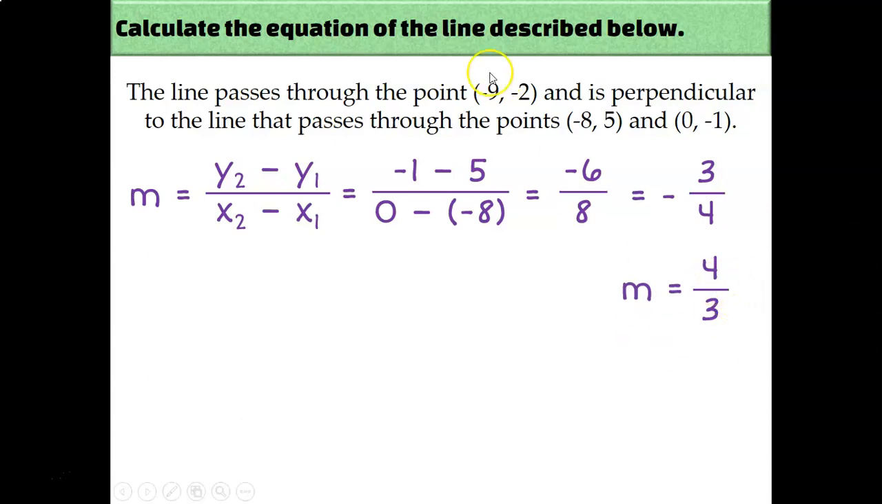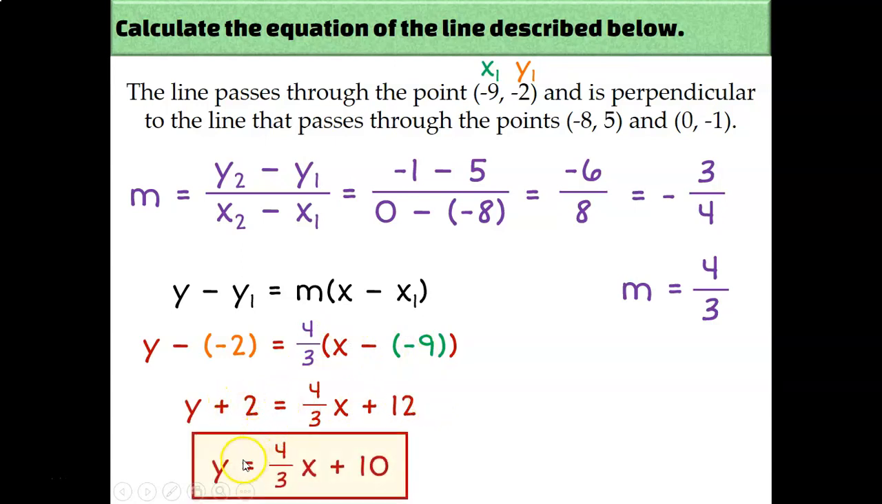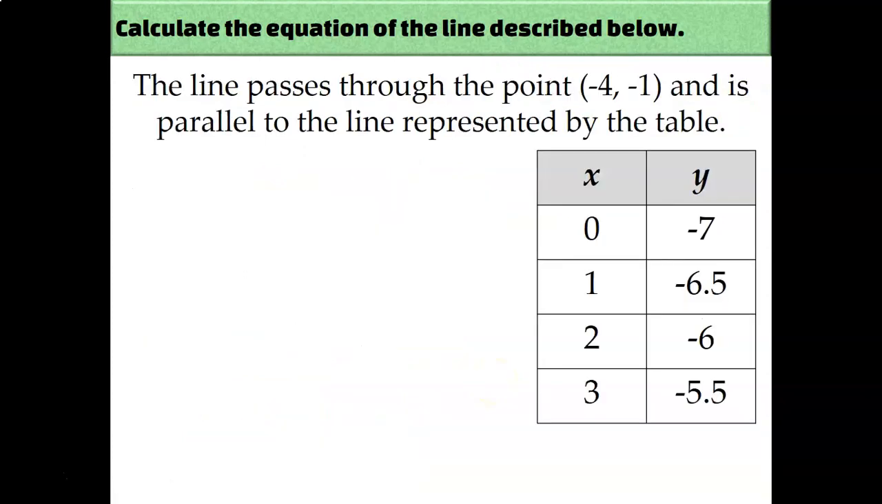So that's our m, and -9, -2 is our x1 and y1. So let's fill in our numbers and simplify. So I have y minus y1 equals m times x minus x1. Again, this is really a +2, and that's really a +9. So let's distribute. I get 4/3 x plus 12, and then subtract, so my answer is y equals 4/3 x plus 10.